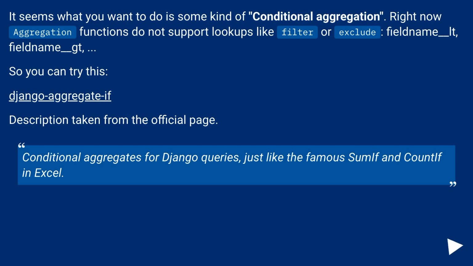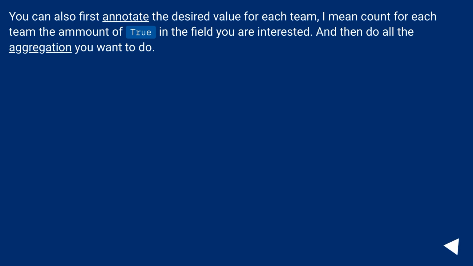Django aggregate if. Description taken from the official page. Conditional aggregates for Django queries, just like the famous sum if and count if in Excel. You can also first annotate the desired value for each team. I mean count for each team the amount of true in the field you are interested in. And then do all the aggregation you want to do.